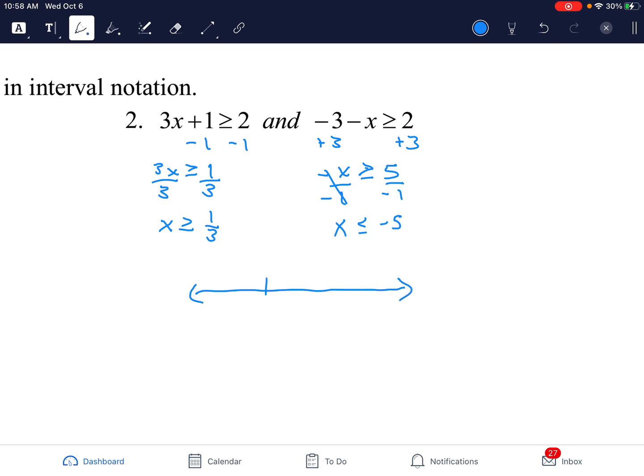I'm graphing this, so I'm going to have -5 here with a bracket going to the left. I'm going to have 1/3 here with a bracket going to the right. Again, this is an AND question, and since they do not overlap, again, this is a no solution.